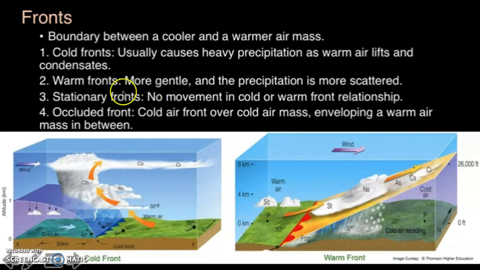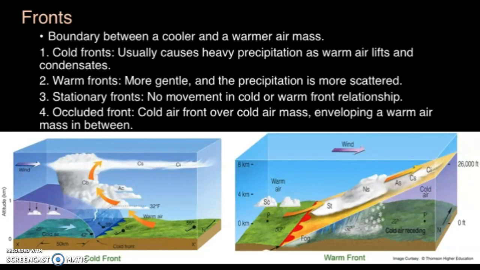And then for the warm front, as you're seeing in the picture, it tends to be a lot more gentle. You do get precipitation, but it's not as localized. It's a little bit more scattered and spread throughout. The two other types of fronts that we get are kind of like a combination. There's the stationary front, in which there is no movement in the cold or warm front relationship.